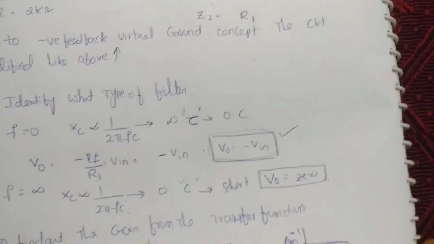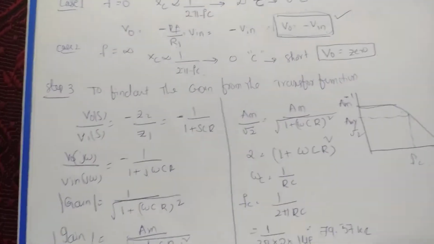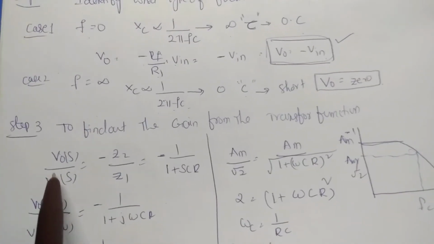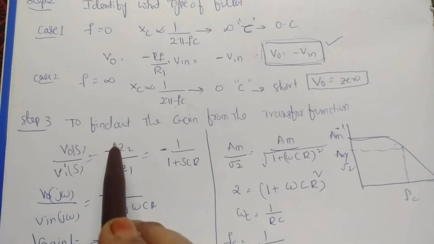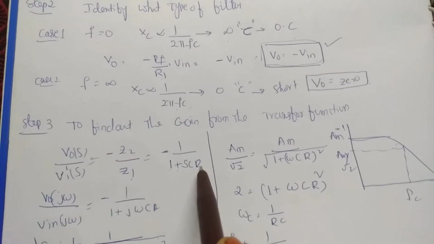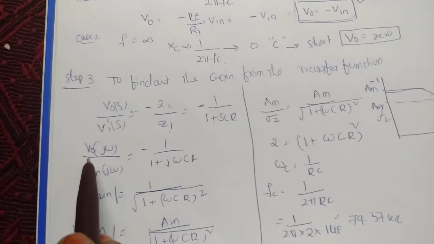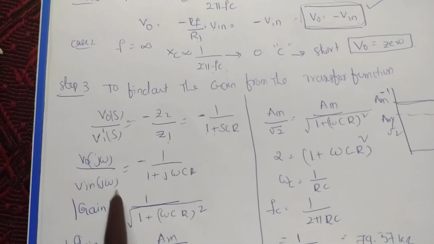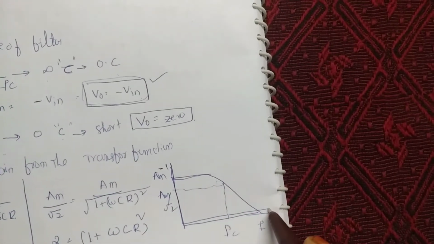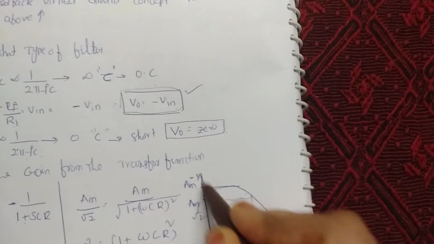Okay. To find the gain of the filter, we apply the Laplace transfer function. Here V0(s) by Vi(s) is nothing but minus Z2 by Z1, since this is inverting, that is minus 1 by 1 plus sCR. In terms of j, V0(jω) by Vi(jω) is equal to minus 1 by 1 plus jωCR. If you plot the frequency response for a low pass filter, this is the frequency and this is the gain.